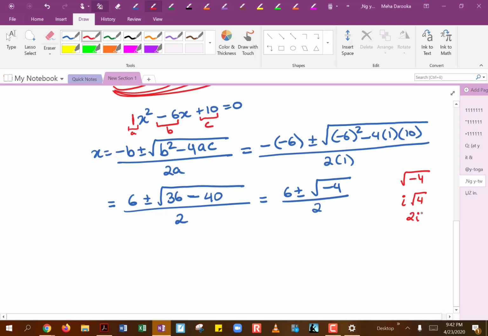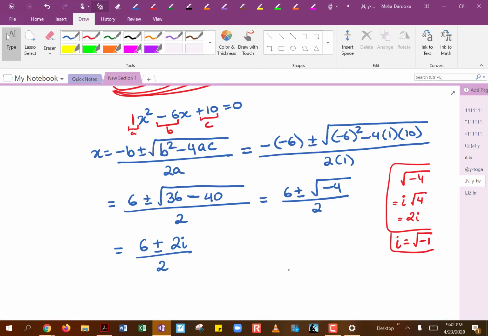So this will actually simplify into 2i. So let's see, we will have 6 plus or minus 2i, and then everything divided by 2. And just to remind you, i is equal to square root of -1.